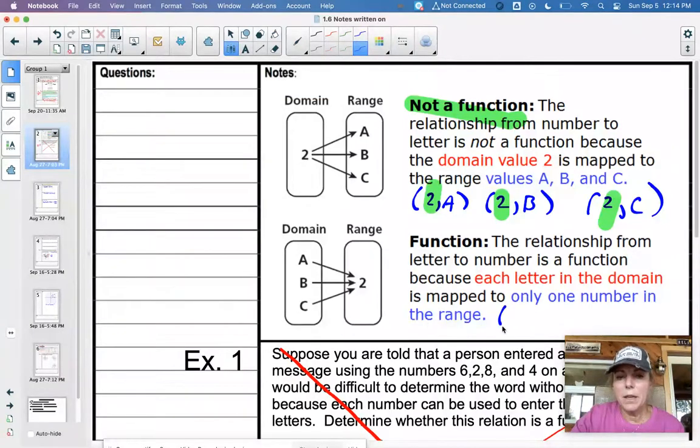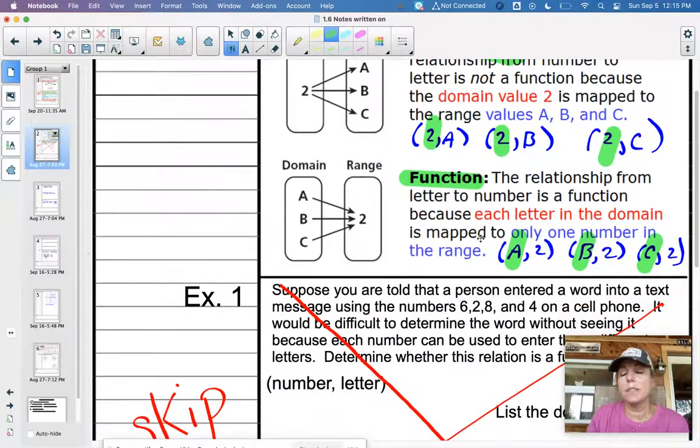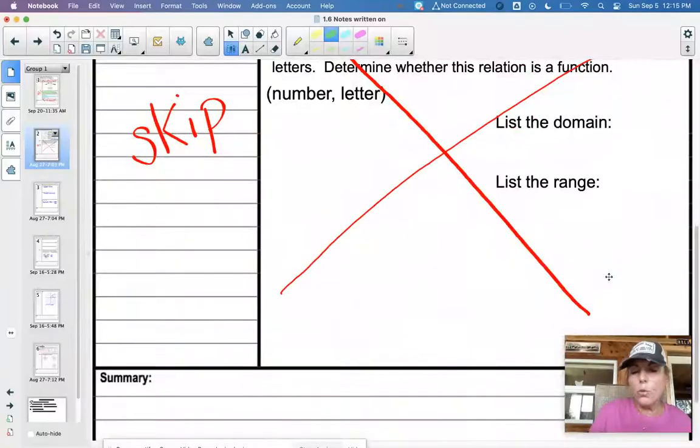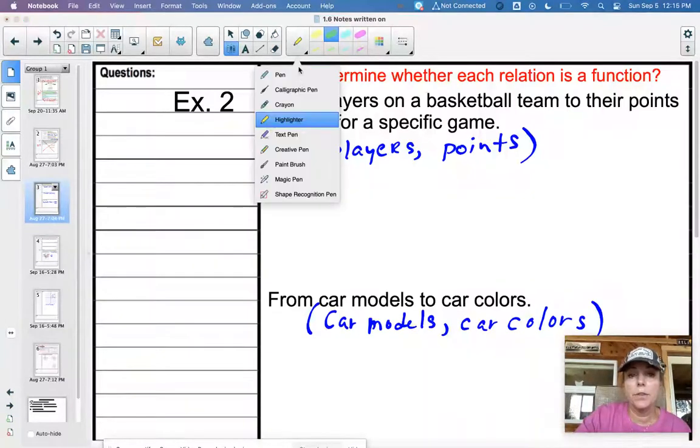The other mapping: A is mapped to 2, B is mapped to 2, C is mapped to 2. A, B, C, they're different. The X's do not repeat, so it is a function. The Y's, as you can see, repeat. It doesn't matter. We're skipping example 1 and we're going to example 2. You can cross off example 1, actually. We will not be doing it in class either.